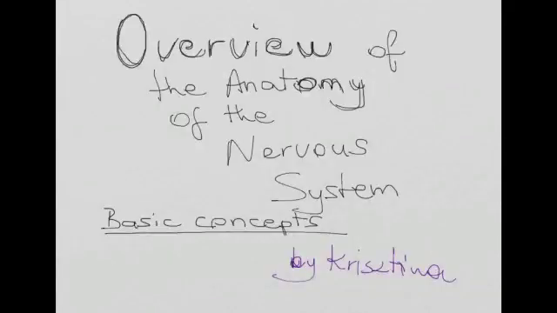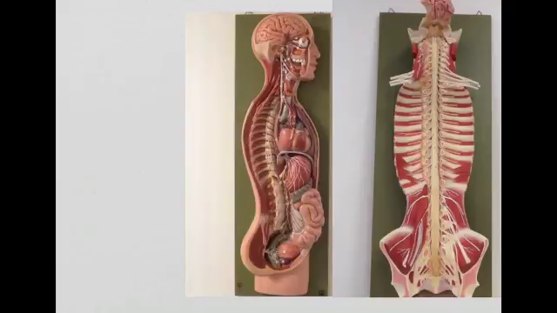In this video, I want to give an overview of the general organization of the nervous system and its place in the body. The nervous system is divided into a central and a peripheral part. The central nervous system, often described as the CNS, while the peripheral nervous system would be PNS.